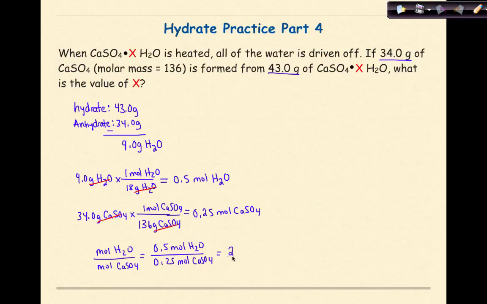So this 2 right here represents this X up here. My final formula is CaSO4 dot 2H2O. That is the formula for CaSO4 dihydrate.